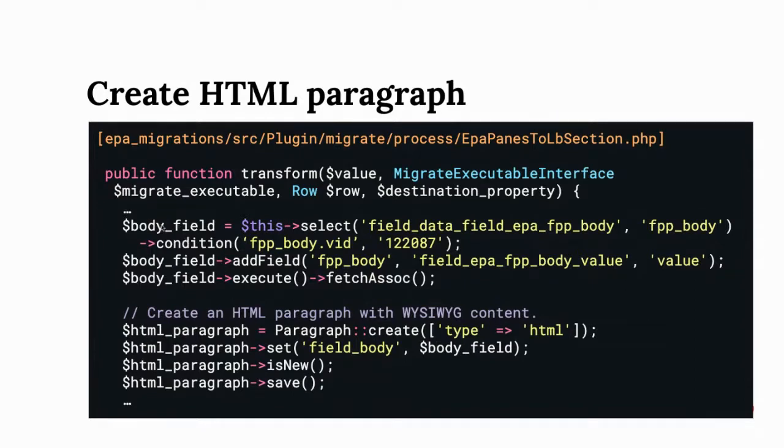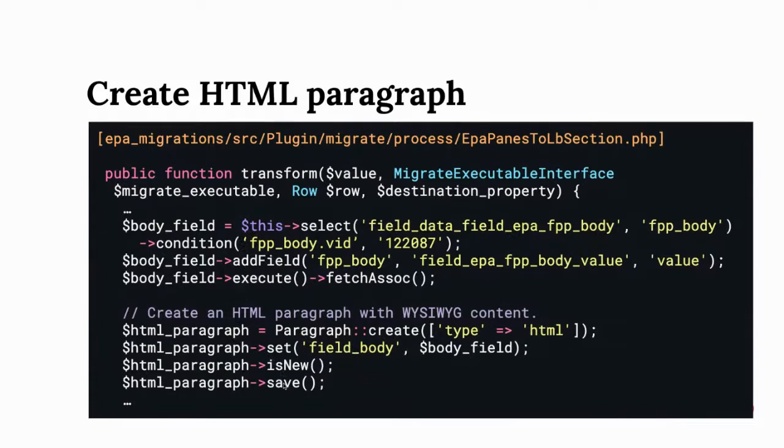I do have some pseudocode here. This wouldn't work because I'm using this select. In a process plugin, you can't select from the database. That's where I would go out to the additional service that I created. But for completeness' sake, I wanted to show you we need to get this data for the body field from this additional table. Then we're just going to create the HTML paragraph. So it's paragraph create, type HTML. We're going to set the body field to the body field data that we queried up here, and then we're going to save it.